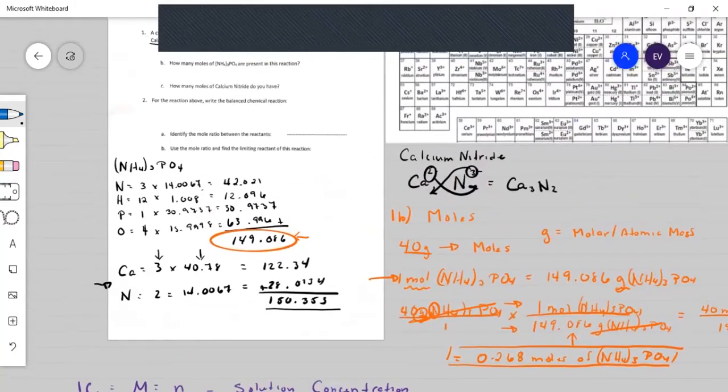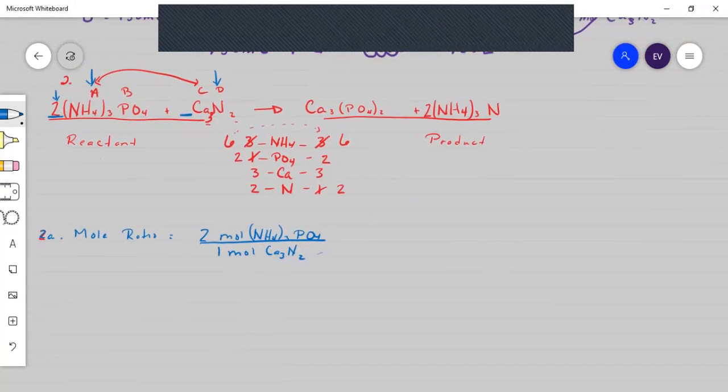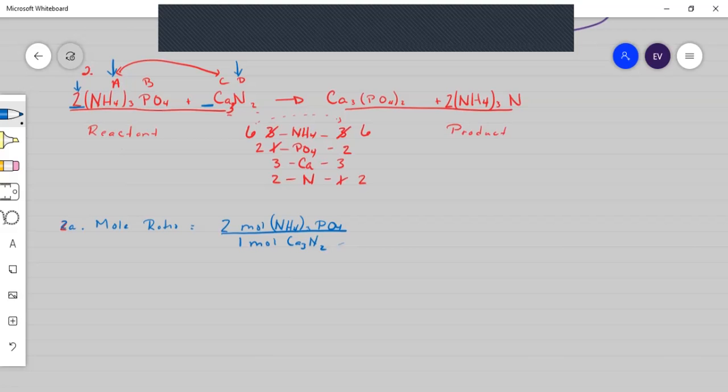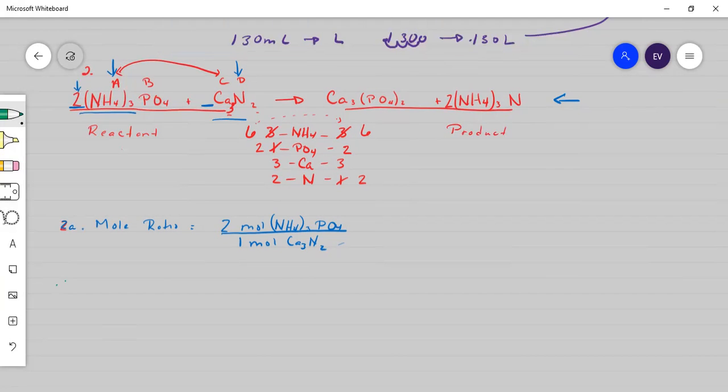2B is asking us to use the mole ratio to find the limiting reactant. So we need to use this mole ratio and figure out which one of these two reactants is going to be consumed first. That's what we have to calculate. So let me switch colors here. For question 2B, the limiting reactant is going to be the reactant or compound that gets used up first, and that's going to dictate how much product is formed. We'll get to that later, but for now, let's focus on the limiting reactant.